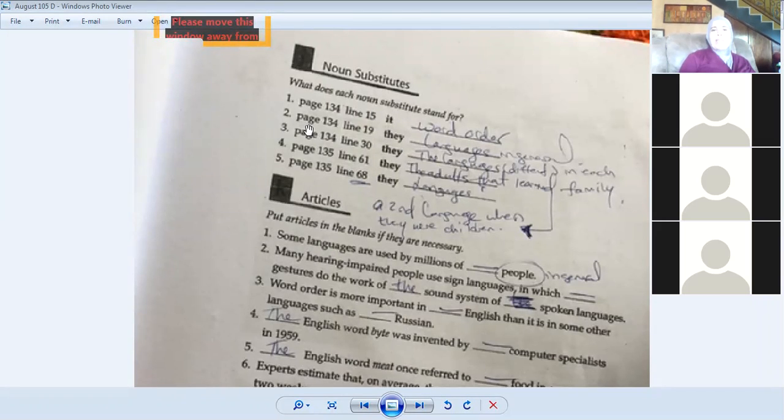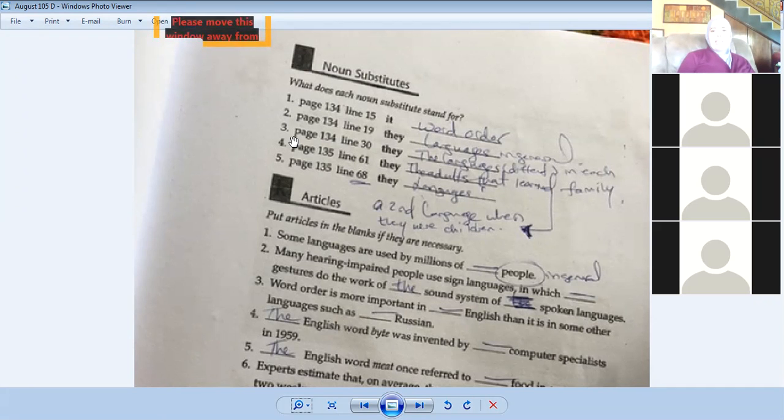All right, the second one, guys, is on page 134, and it's in line 19, they. Let's go to line 19. Listen to this. Languages are always changing, but they change very slowly. They refers to what here? Languages. Yes, thank you, Dalia. Languages here. Okay, we were talking about languages. They change slowly, so we're talking about languages here.